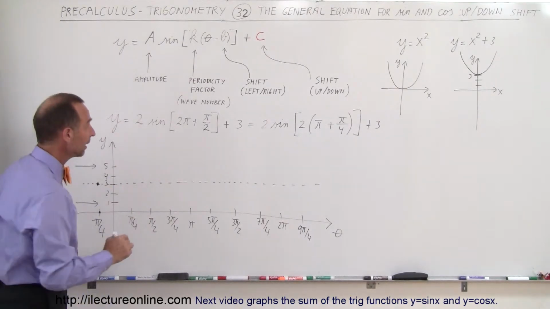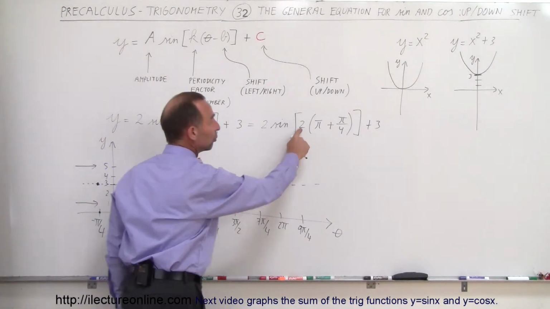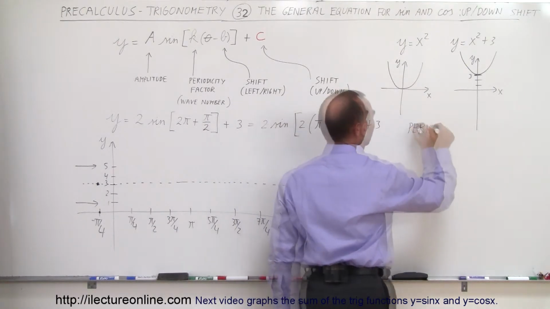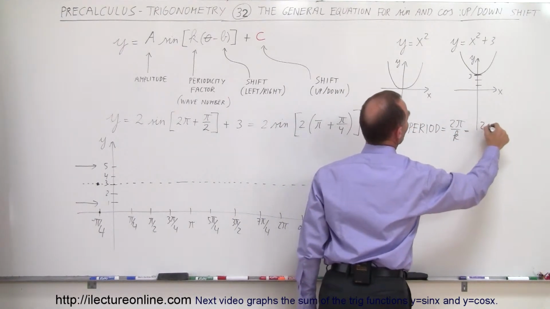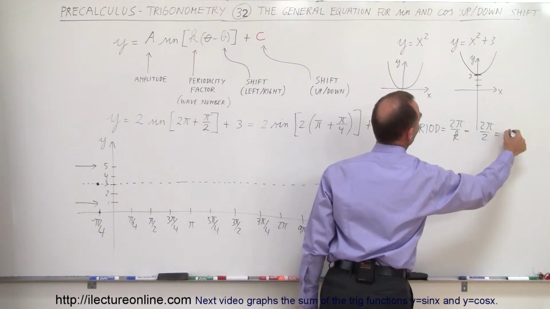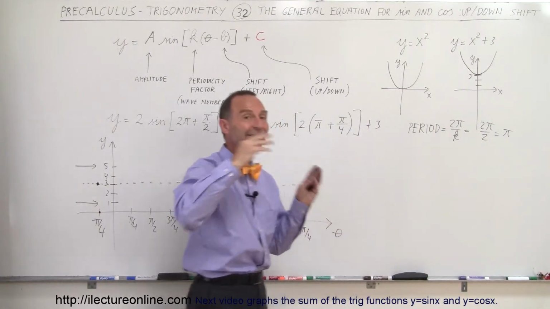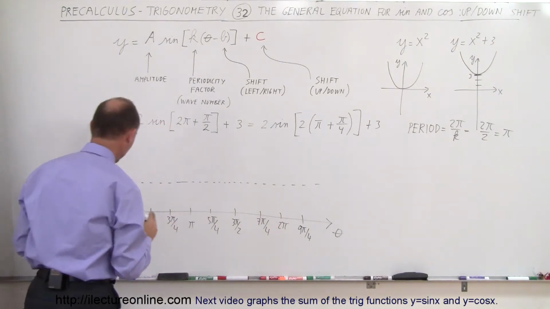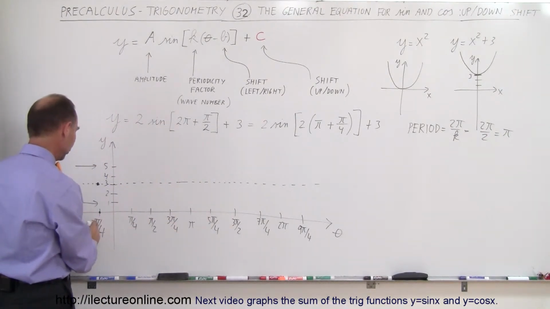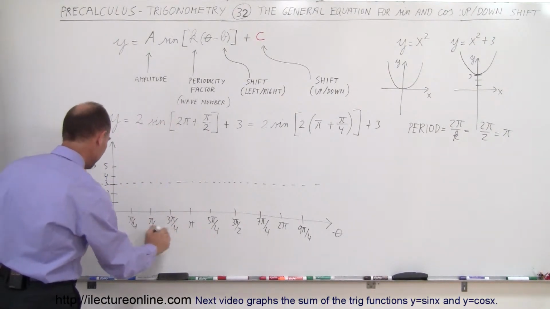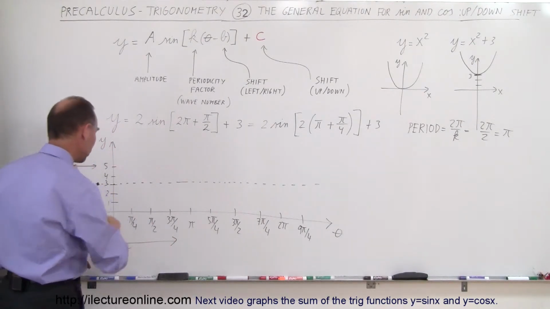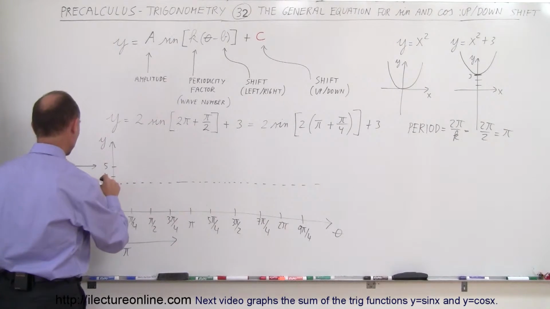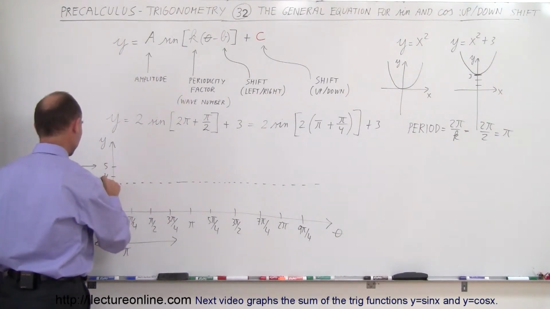Now, since k is equal to 2, remember that the period is equal to 2 pi divided by k, and in this case it'll be 2 pi divided by 2, which is equal to pi. That means we'll have one complete section of the sine wave in a distance of pi starting from minus pi over 4. So from minus pi over 4 to 3 pi over 4, this is a pi section, which will carry a complete wave, so to speak, a complete section of the sine wave.